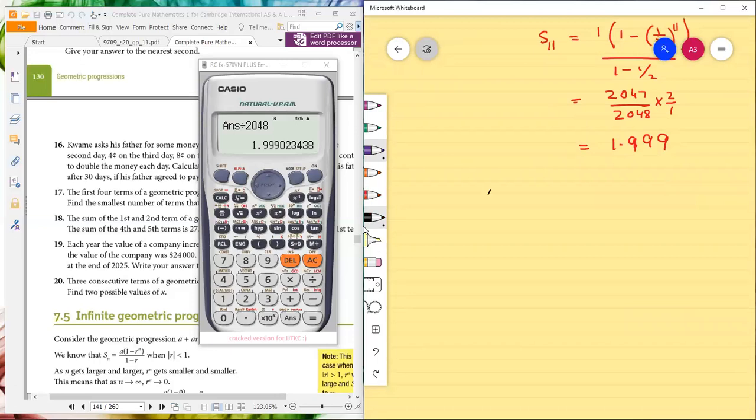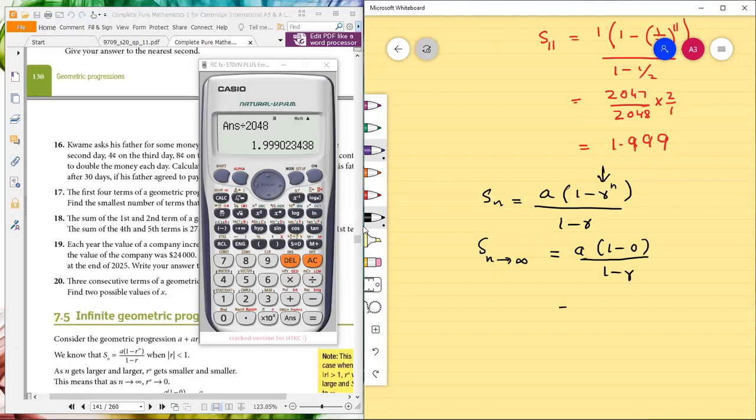The sum formula is Sn is equal to a times 1 minus r to the power n, divided by 1 minus r. So actually this would become so small, like it approaches 0 when n approaches infinity. When n approaches infinity, this approaches 0. So 1 minus 0 will become 1, while 1 minus r will remain as it is.